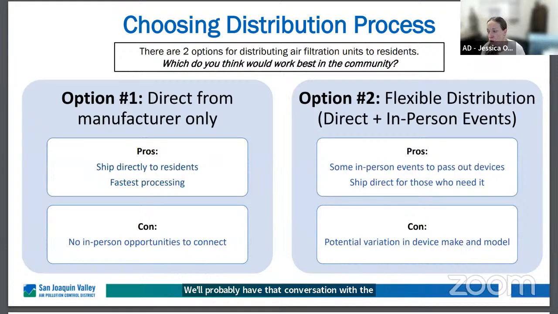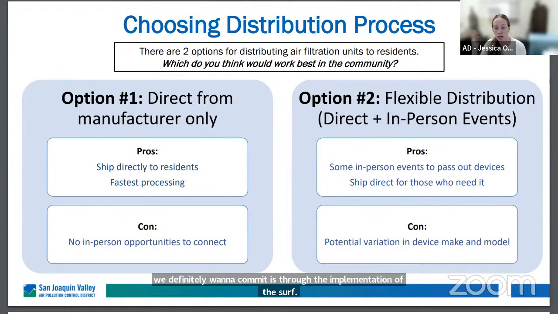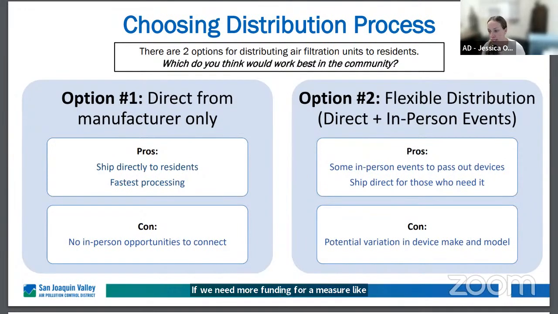We'll probably have that conversation with the board on Thursday. I will say though, for this, we are open and committed if we run out of the funding and there's still a need for funding to look first at CAP funding because we have a lot of it for Shafter, more than we do the general fund. And start there as a spot. So we definitely want to commit through the implementation of the SERP. If we need more funding for a measure like this, especially, we will find a way to get CAP funding for it. So that's community air protection. Sorry to use acronyms.